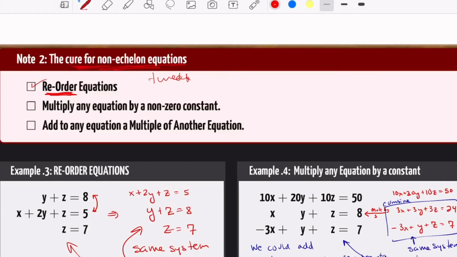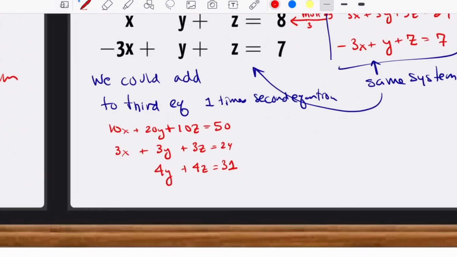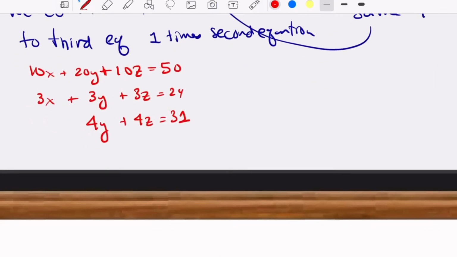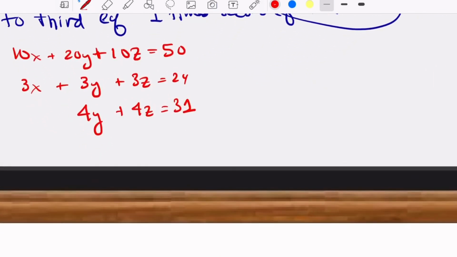First thing you could do is reorder. The second thing you could do is you can multiply any equation by a non-zero constant. Third thing you could do is you could add to any equation a multiple of another equation. That's the example of what we did just now. All right, let's finish this just for fun.